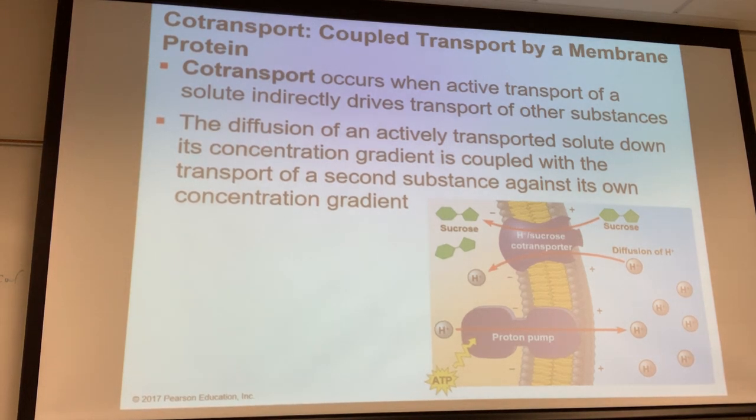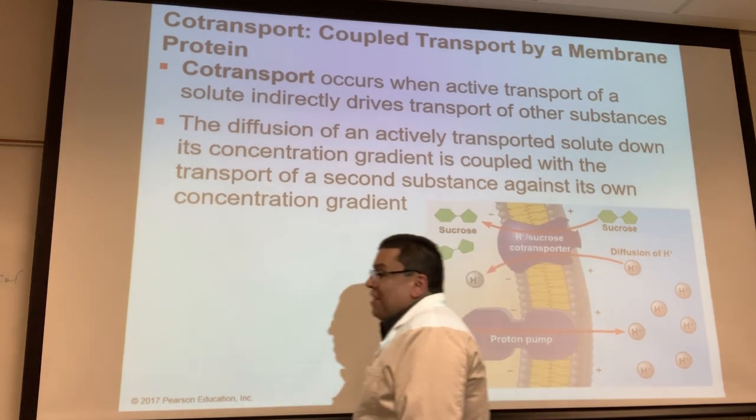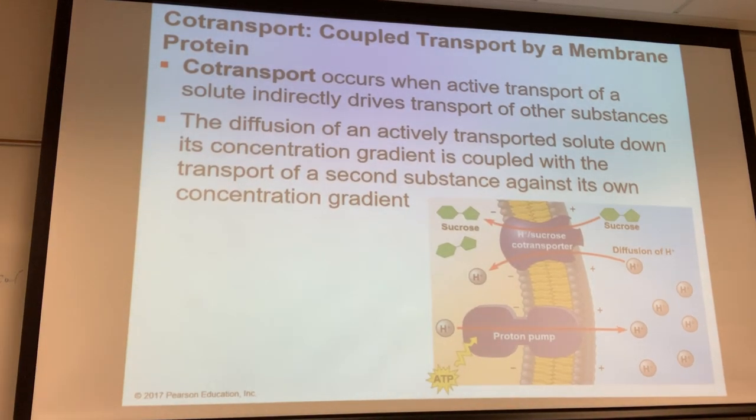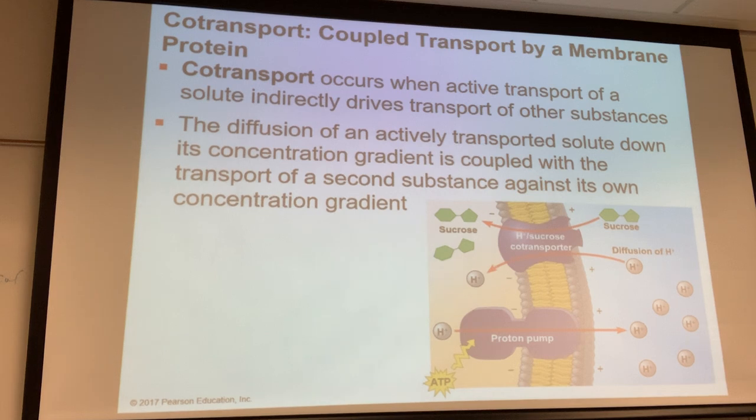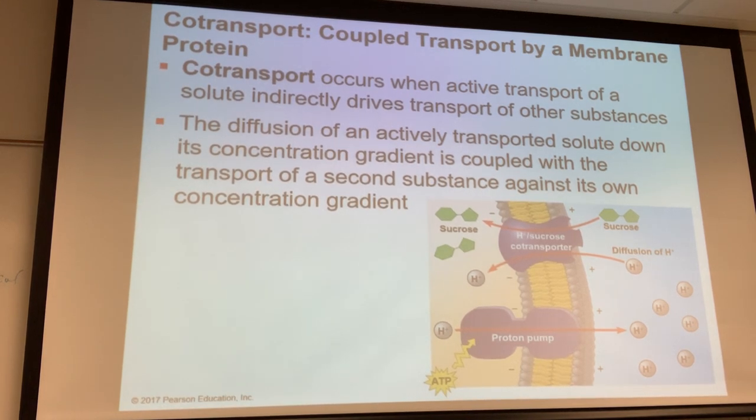Now, there are different kinds of transporters. I have to introduce this to you. There are different kinds of transporters. Obviously, you can see one that has two things going in the same direction. See this one? That's called the symporter. When two things are going in the same direction, that's called the symporter.